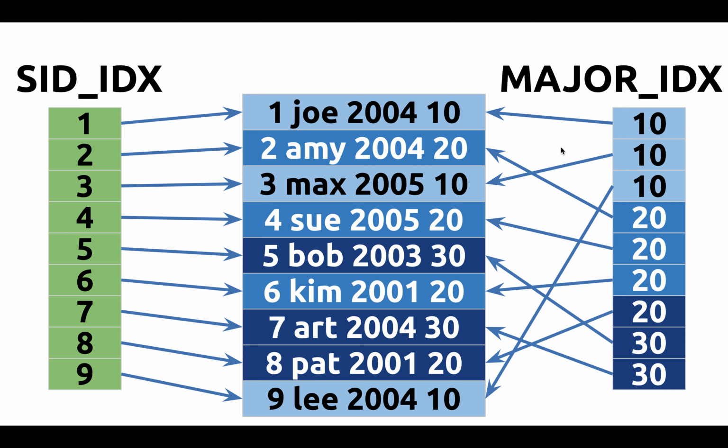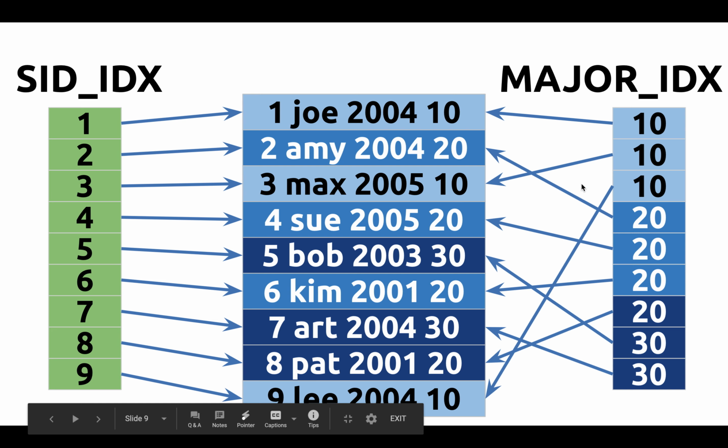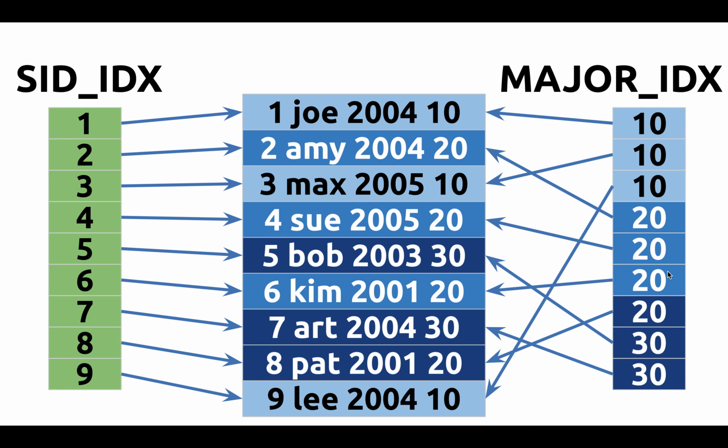But in a non-unique index, you see that we have an even split, where each index entry is referencing 3 different records. The 10 over here references Joe, Max, and Lee, whereas this 20 references Amy, Sue, and Kim. The bigger the ratio, the more records these non-unique indices reference, the less performance you'll get. And you actually get worse performance if the ratio is too big. So we'll see that in a minute.